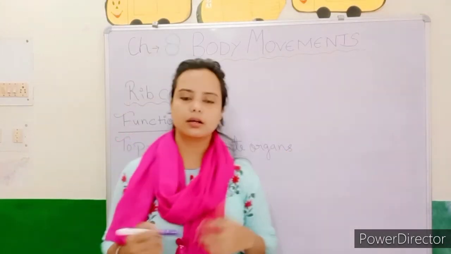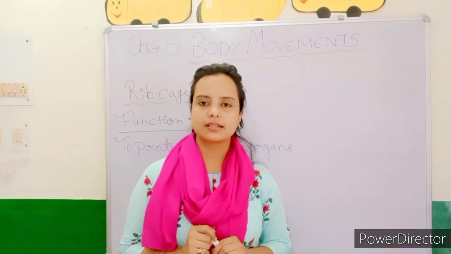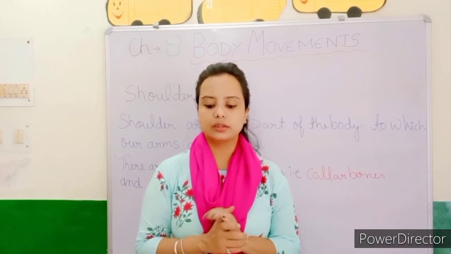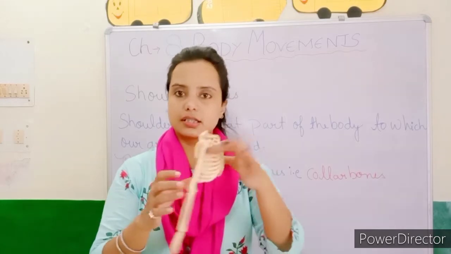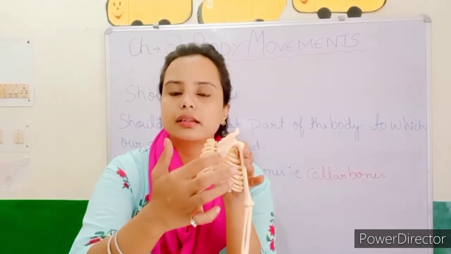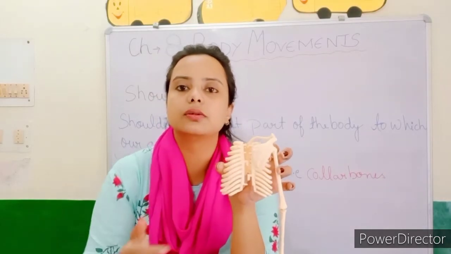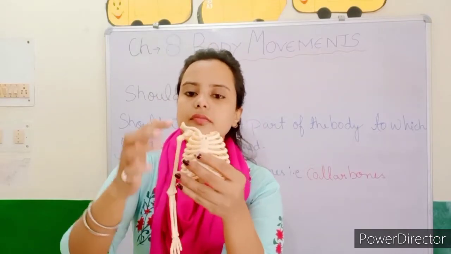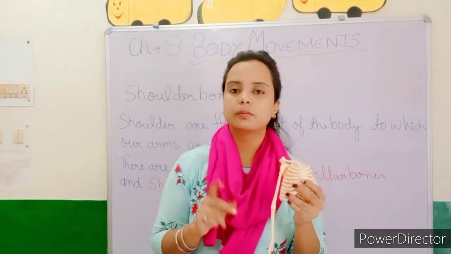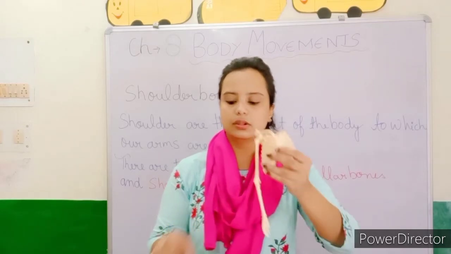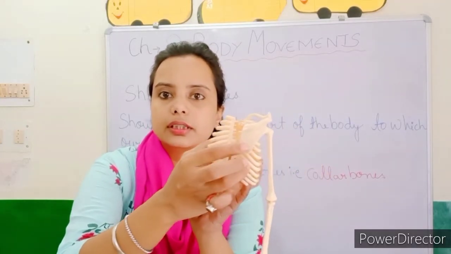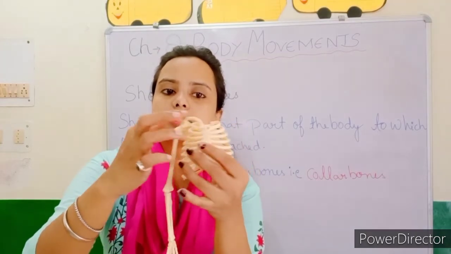Now the next bone is the shoulder bones. What are the shoulder bones? First, let's understand it with this structure here. The shoulder consists of this blade. The backside part is known as the shoulder blade, and this is known as the collarbone. So the shoulders are made up of 2 bones: one is the collarbone and the other is the shoulder blade. This structure you can see is the shoulder blade, and this is the collarbone.